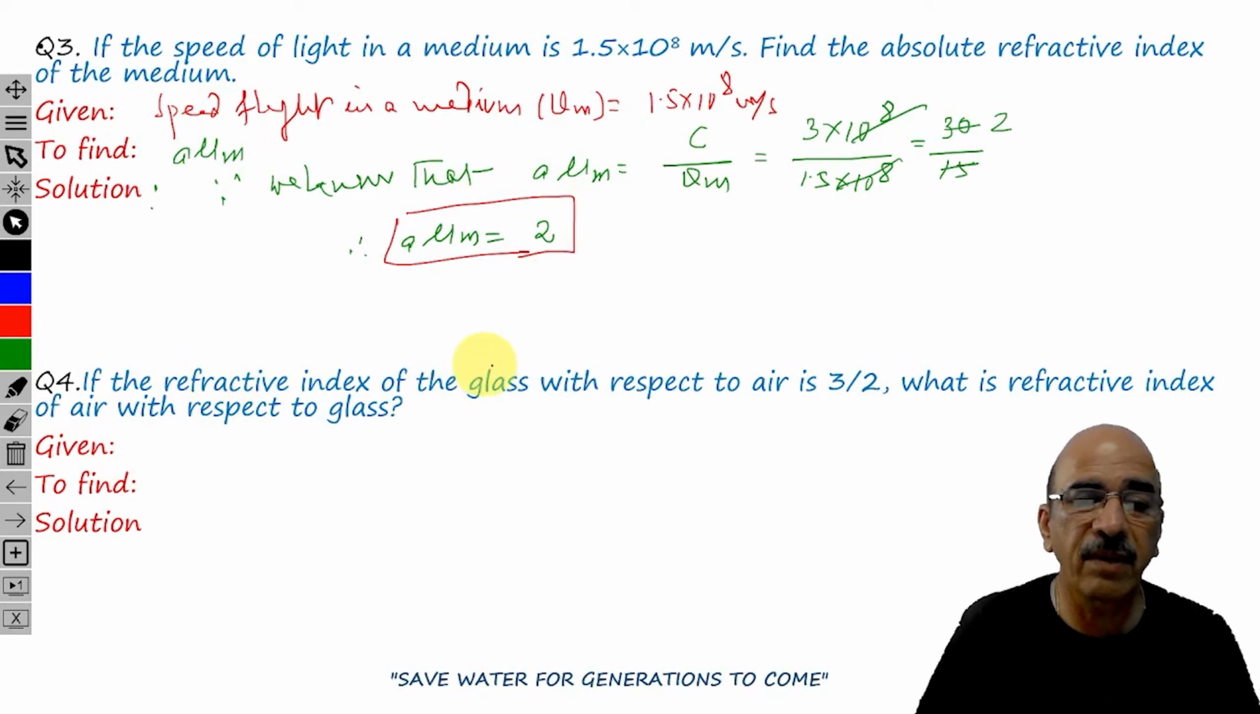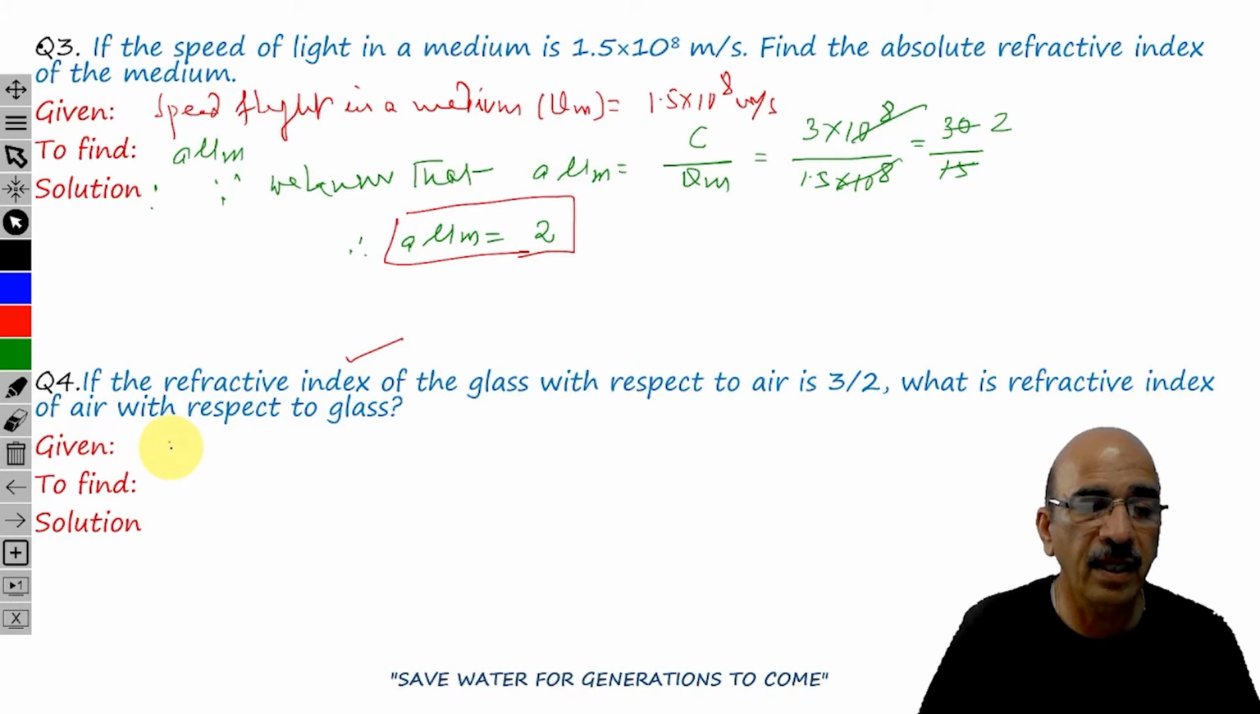If the refractive index of the glass with respect to air is given, what is the refractive index of the air with respect to the glass? This is based on the principle of reversibility of light. We have done it earlier, so I'm sure you can do it. I'm writing the given and to find in the meantime. What is given? The refractive index of glass with respect to air.